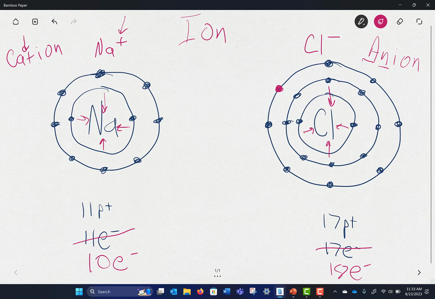What happens when you have the positive end of a magnet and the negative end of a magnet close together? They're going to stick. And we no longer have sodium and chloride. We have sodium chloride. They stick together like a magnet, and that is called an ionic bond.